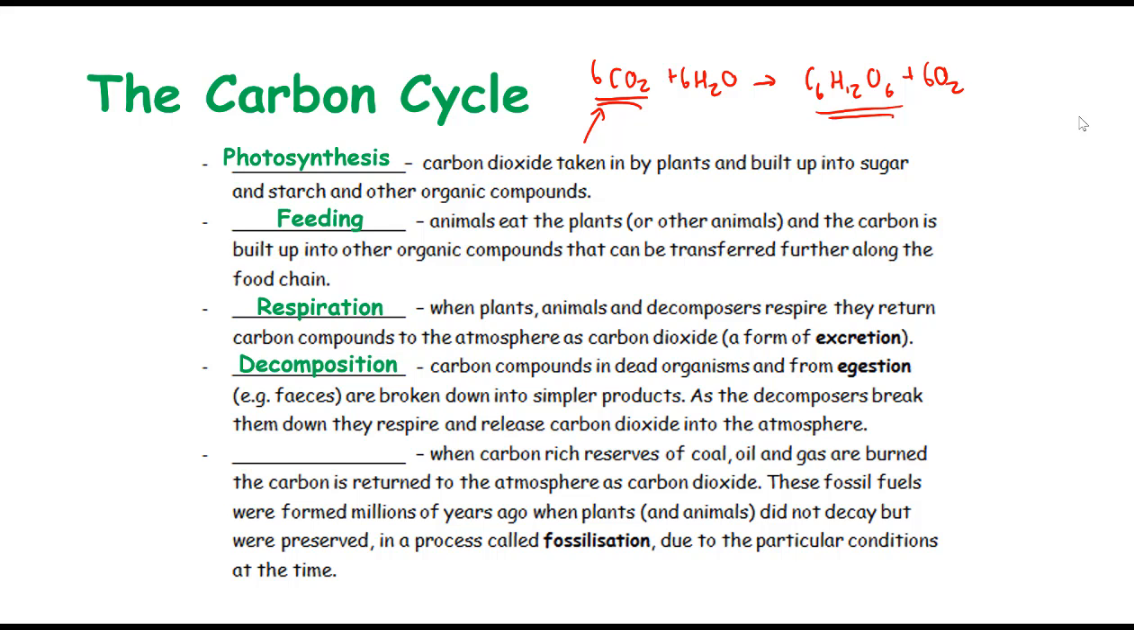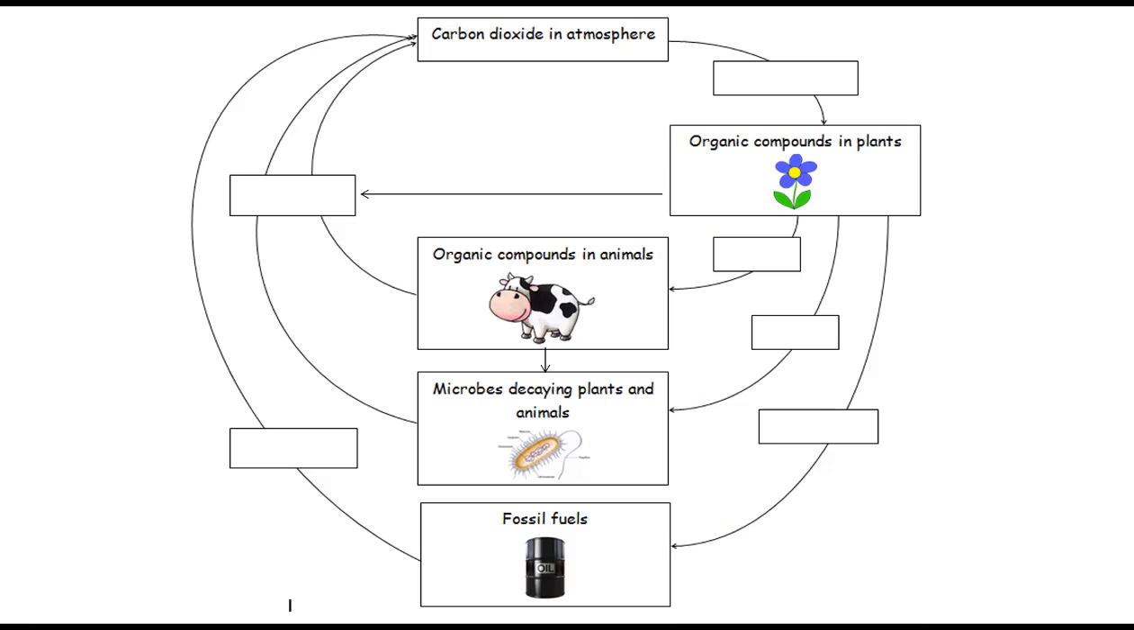Fossil fuels were formed millions of years ago, and they did not decay but were preserved in a process called fossilization due to the conditions that were present at that time. Now, the problem with the carbon cycle and the nitrogen cycle is that no matter what diagram you look at or you're given, it's always slightly different. So that's why you need to be able to apply your knowledge.